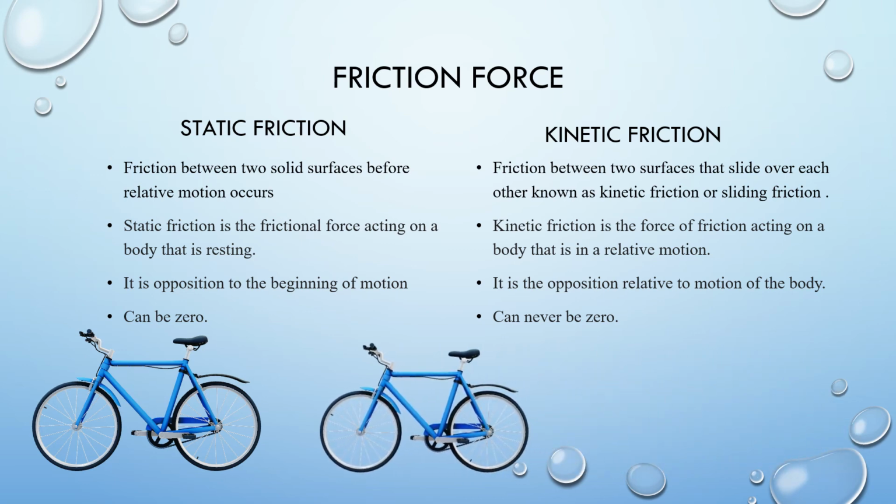Thus, we can distinguish them on the basis of whether the force of friction is acting on a body at rest or in motion. Static friction, the key word is it acts on a body that is resting. Kinetic friction, the key word is it acts on a body that is in relative motion. Static friction is the opposition to the beginning of motion. Kinetic friction is opposition relative to the motion of the body. That means it's the movement of the body.